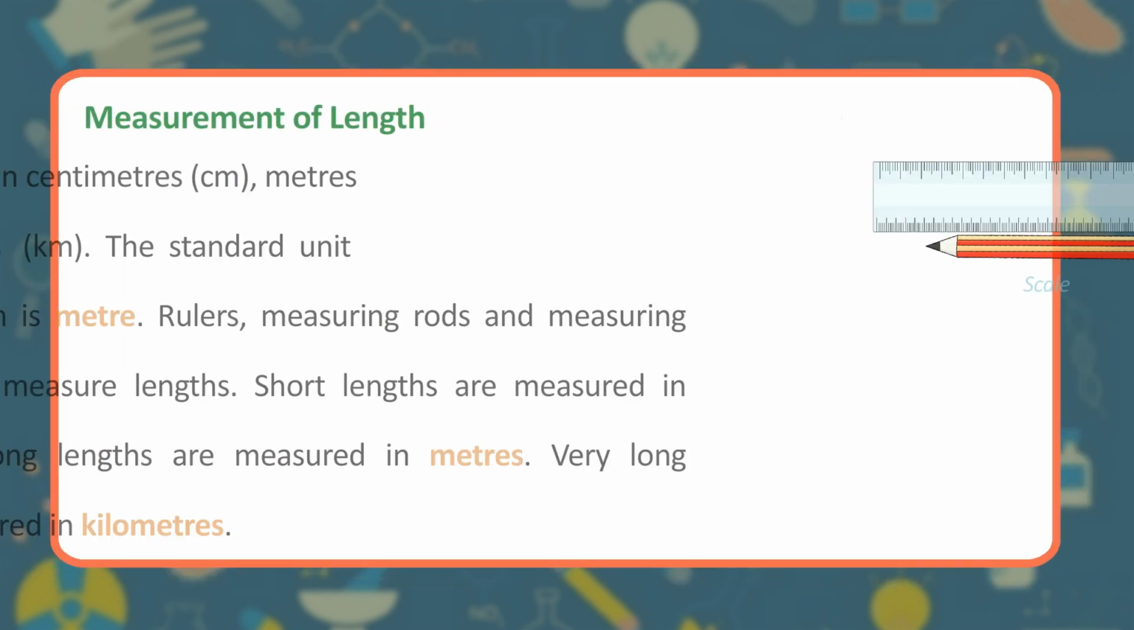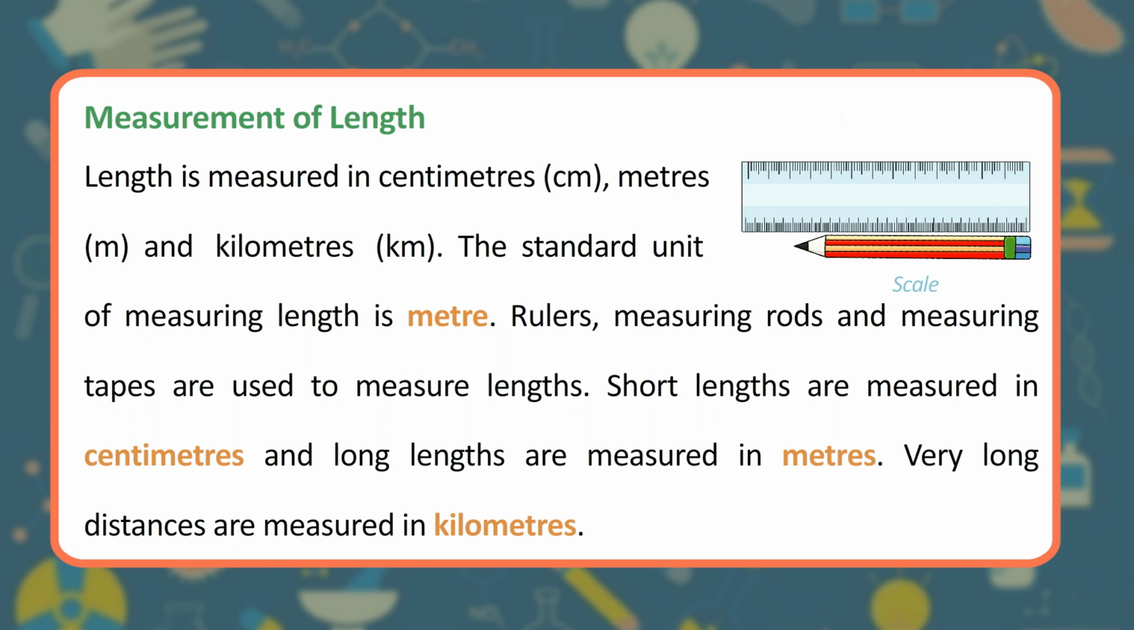Measurement of length. Length is measured in centimeters, cm, meters, m, and kilometers, km. The standard unit of measuring length is meter. Rulers, measuring rods and measuring tapes are used to measure lengths. Short lengths are measured in centimeters and long lengths are measured in meters. Very long distances are measured in kilometers.